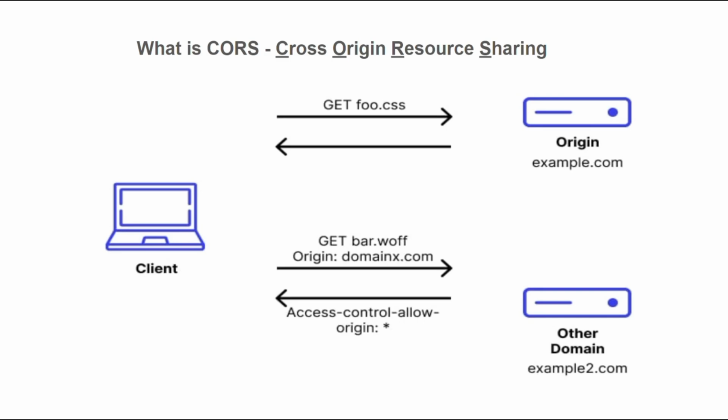On the other hand, if CORS is assigned with the example2.com domain, but the client is requesting the file resource from the domain x.com, then both domains are different. So CORS will not share any kind of resources with the client side.